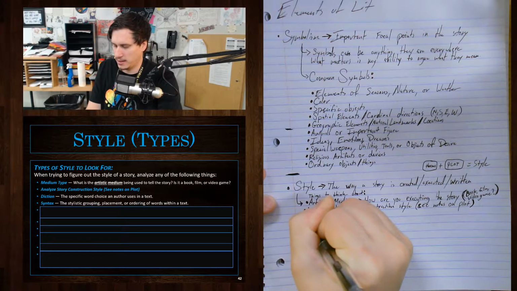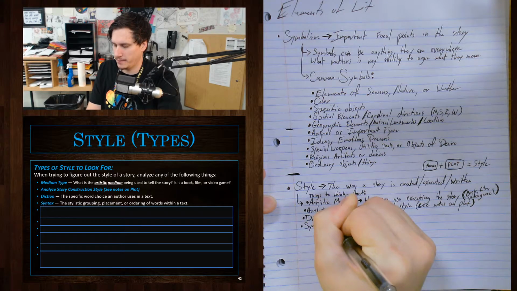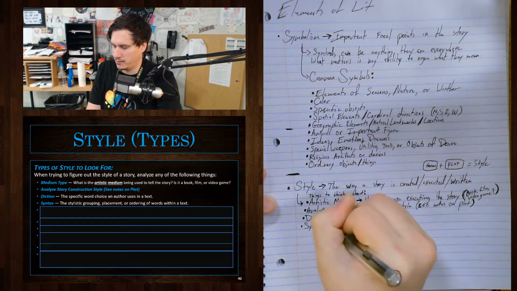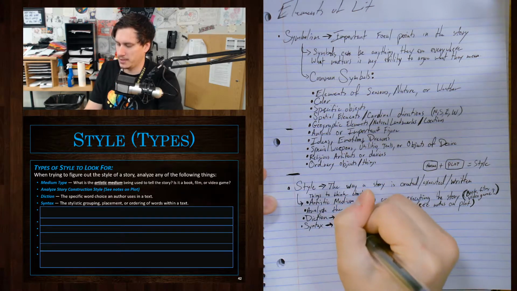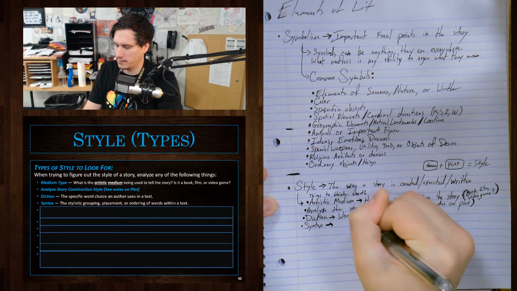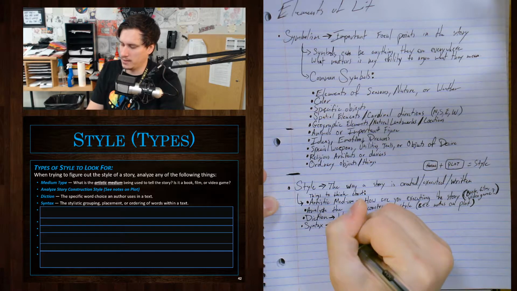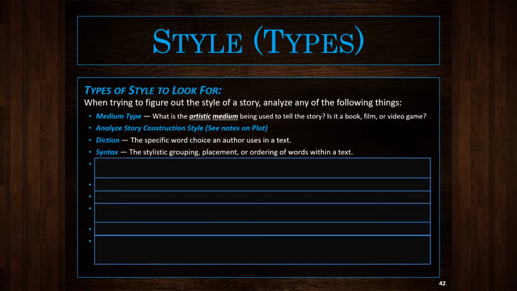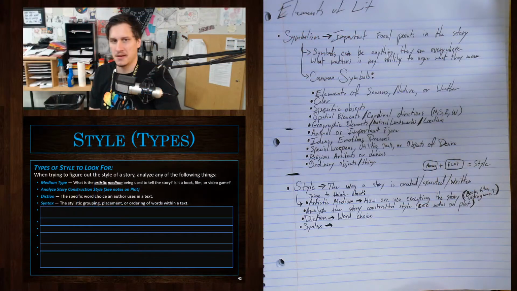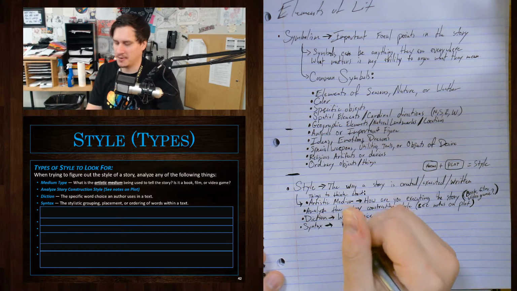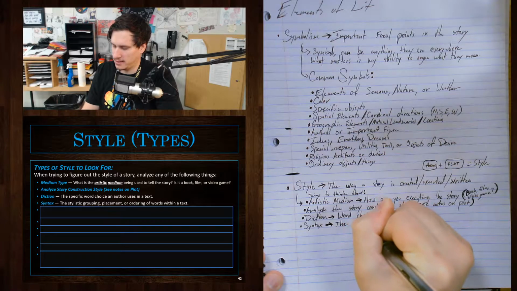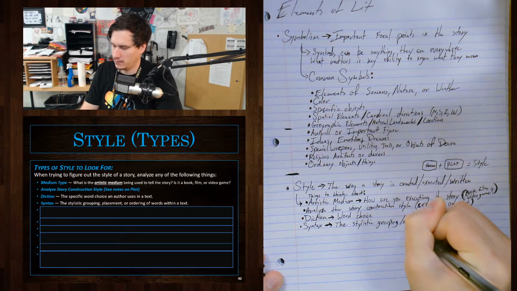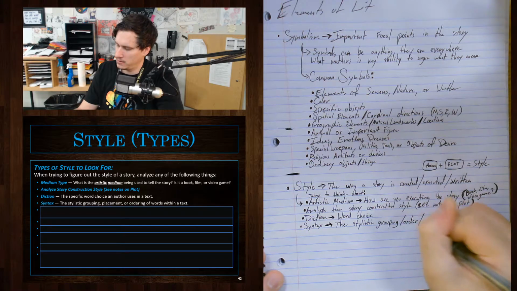Diction and syntax. Those are usually words that you learn as a senior in high school. At least you should. But I'm going to bring them down to sophomore level because that's what I teach. So, diction is going to be word choice. Then you have syntax, which is, let's see, what's an easy way to write that definition? I wrote the stylistic grouping, placement, or ordering of words. Yeah, I like that definition. Yeah, I wrote that a long time ago. The stylistic grouping, order, placement of words.